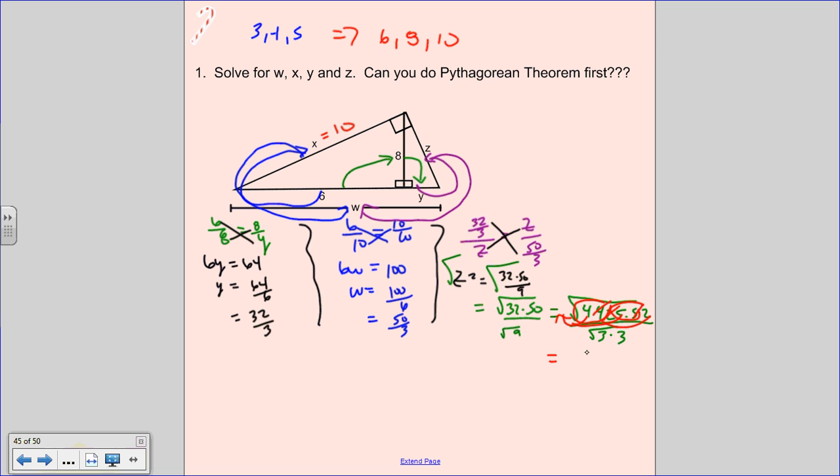So at the top, I had a 4 come out, a 5, and a 2. At the bottom, I have a pair of twin 3s. One sacrifices, one comes out. So I have a 3 that came out. So multiply 4 times 5, you get 20. 20 times 2, you get 40. So 40 thirds. These were all fraction answers, except for x.